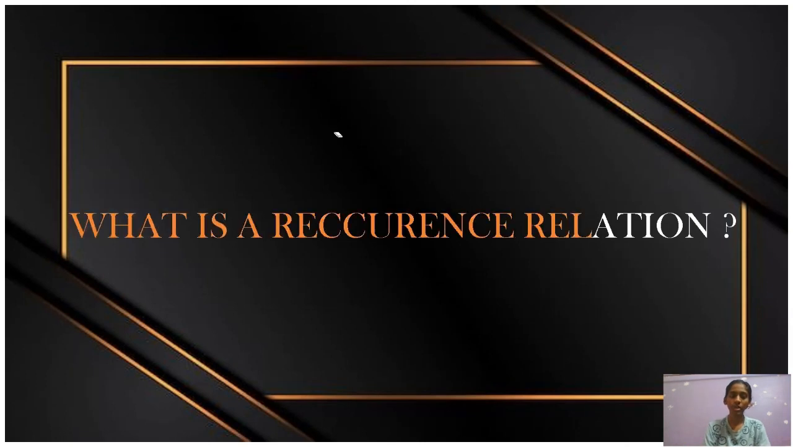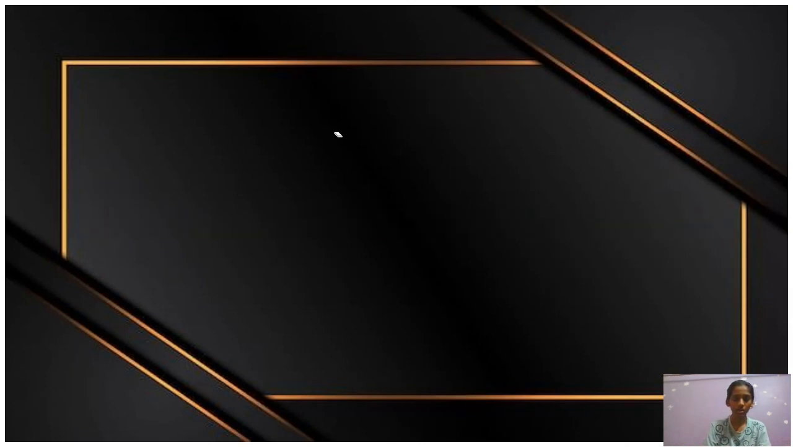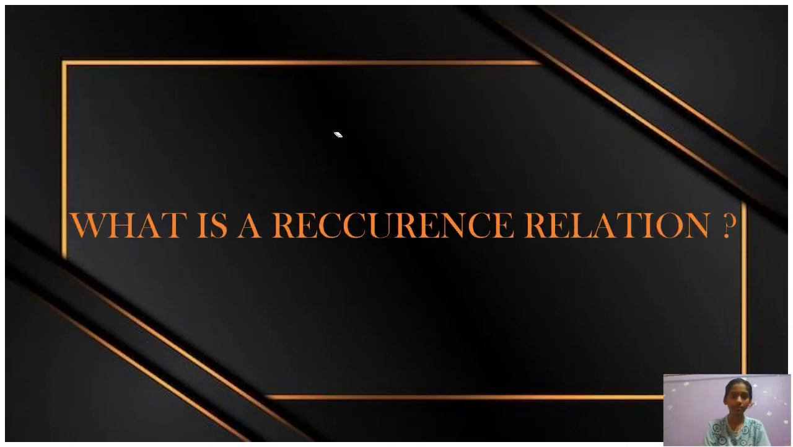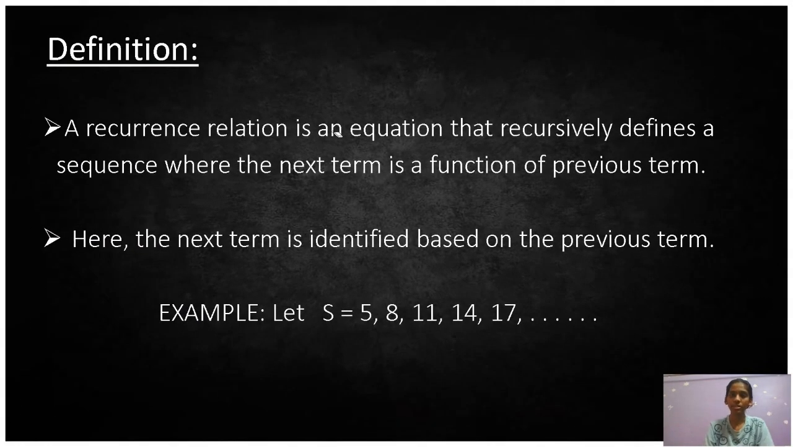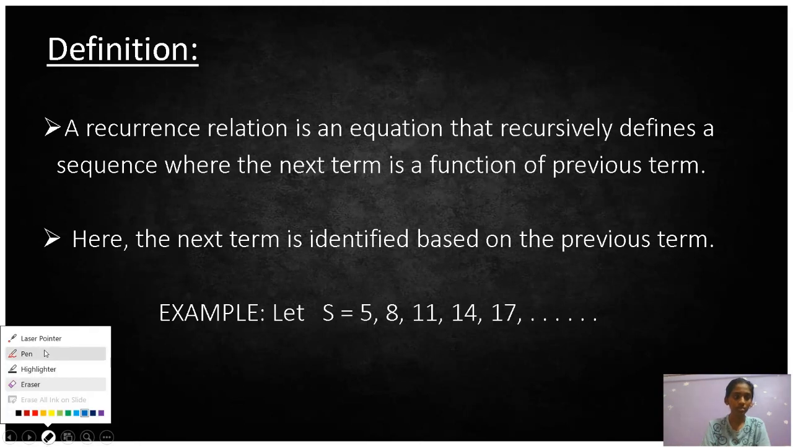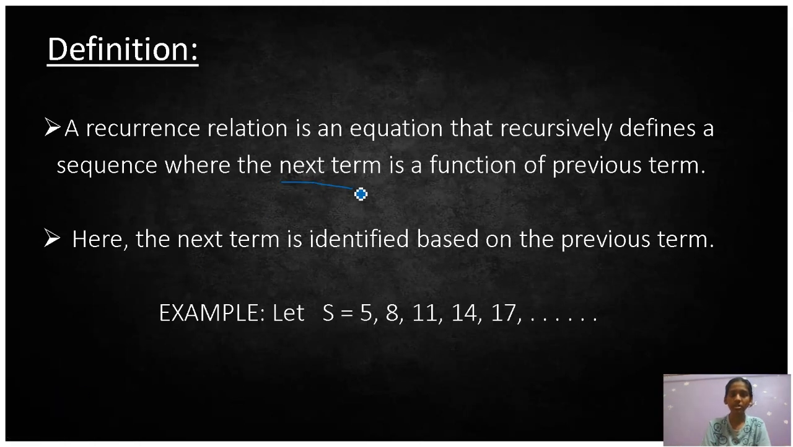So before going to that topic, I would like to say what is a recurrence relation. It is an equation that recursively defines a sequence, where this is most important: the next term is a function of the previous term. What does this mean? It means the next term is identified based on the previous term. So let us take an example and understand it more clearly.